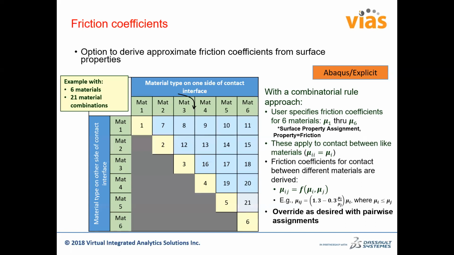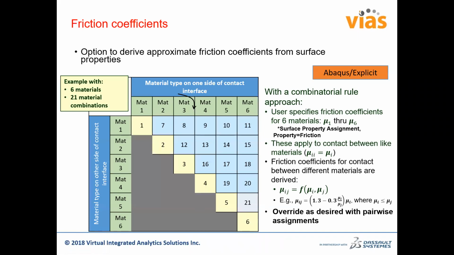Right, in Explicit again, you can now define friction coefficients in 2 ways, either surface properties or the usual contact interaction properties. With surface properties, you specify the friction coefficient specifically for a certain surface, which is basically a function of the material properties of the surface. If two different surfaces made of different materials come into contact, then a certain formula, for example here, 1.3 minus 0.3 times mu i by mu j, times mu i, will be used as the friction coefficient between these two surfaces.